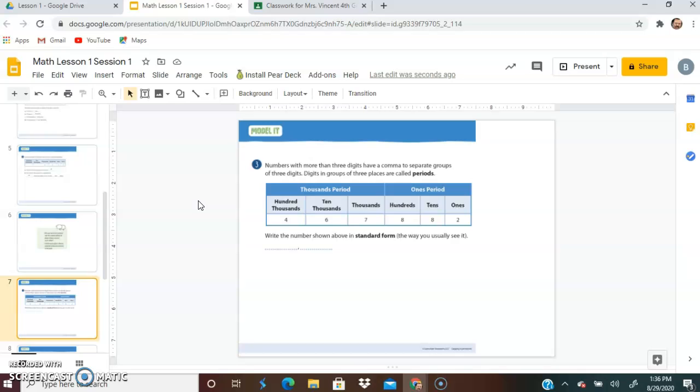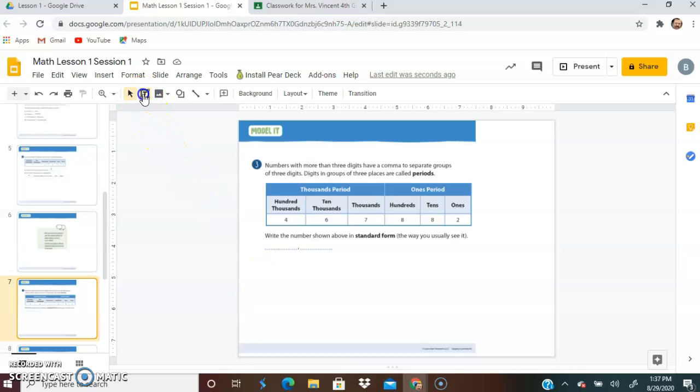Digits in groups of 3 places are called periods. So right here is the ones period in our place value chart, and right here is the thousands period in our place value chart. It just wants us to write this in standard form. Standard form, guys, is just the way you usually see it. It's how you write any number. Standard form is the regular way you write numbers.